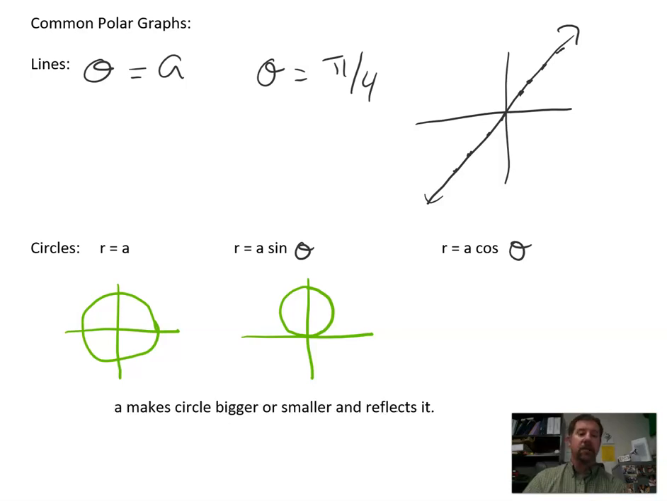All right, and cosine was like our x-coordinate on the unit circle. So cosine circles are going to be along the x-axis. Same idea here: if a was positive, it would be to the right. If a was negative, it would be to the left. And again, a makes the circle bigger or smaller. So these are three different ways that we can get circles that we need to be familiar with.